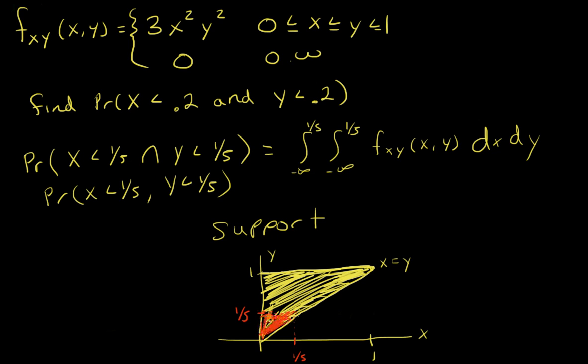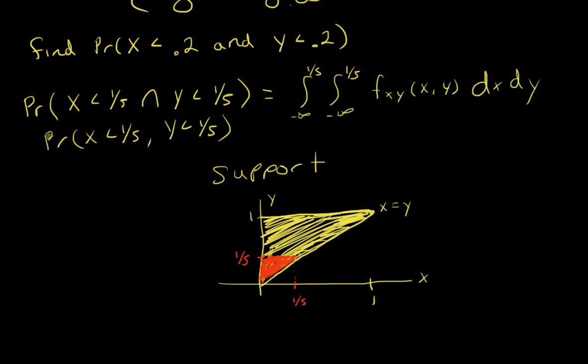Right here in this red area, this is where f takes non-zero values, and where x and y are both less than 1/5. So this is where I want to be integrating over. Everywhere else it's 0, so its integral of 0 is 0. So let's think about that. How are we going to do this integral? Let me go ahead and write this.